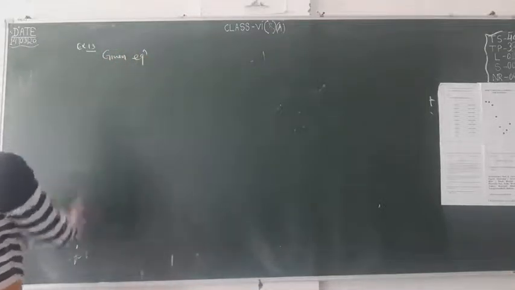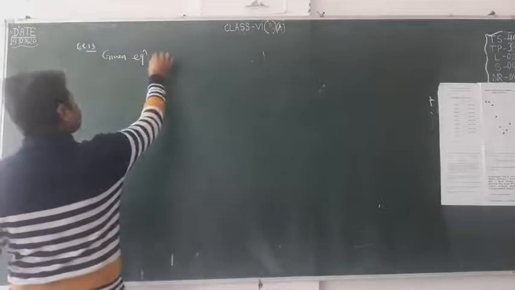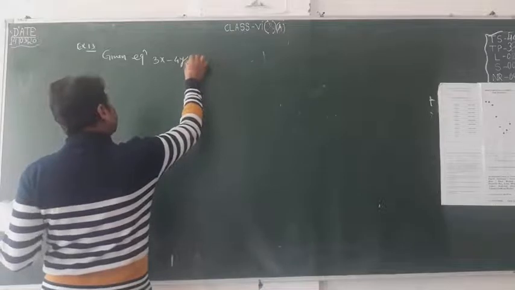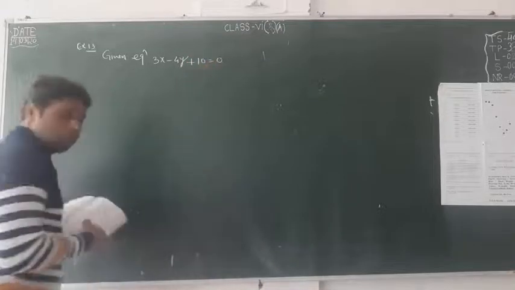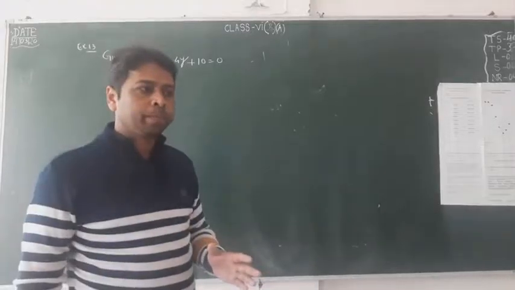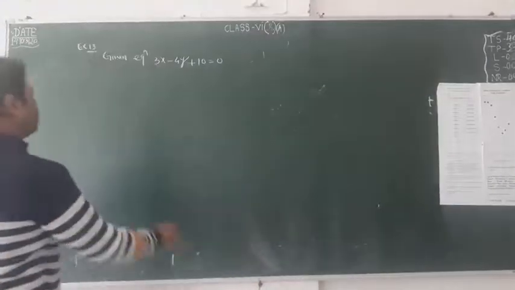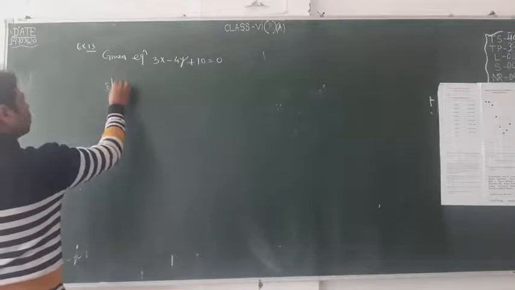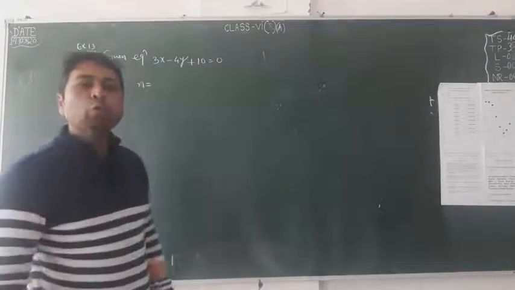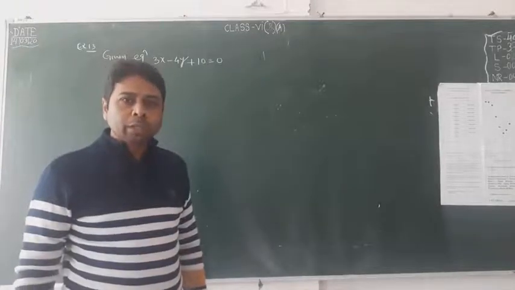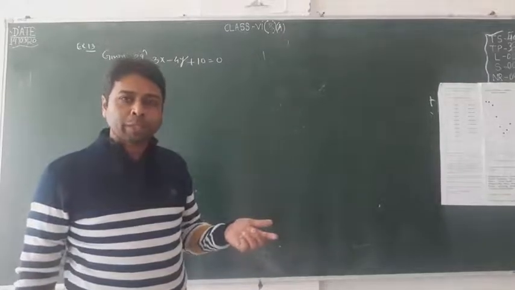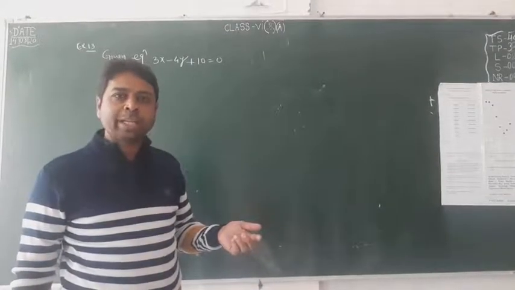The given equation is 3x minus 4y plus 10. So in a simple way, you are told to find the slope. The slope m is equal to, when the general form is given, you have two ways. Either you can turn this equation into slope-intercept form, y equals mx plus c, and find m easily, but I tell you with a trick.